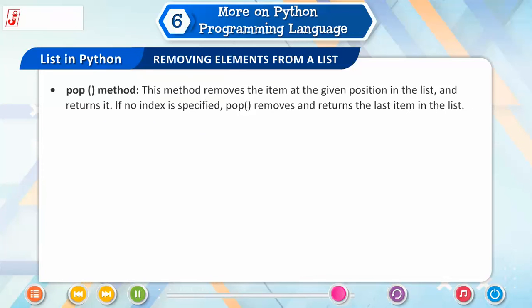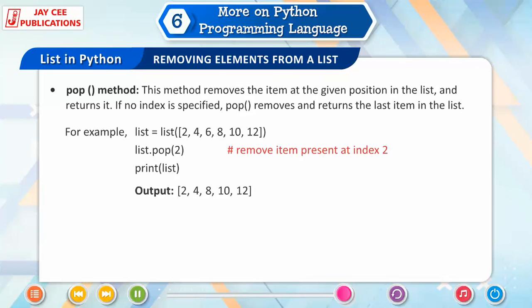Pop method. This method removes the item at the given position in the list and returns it. If no index is specified, pop removes and returns the last item in the list. For example, list = list([2, 4, 6, 8, 10, 12]); list.pop(2) # remove item present at index 2; print(list). Output: [2, 4, 8, 10, 12].